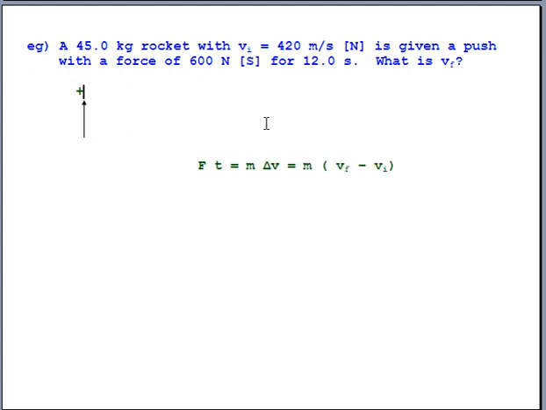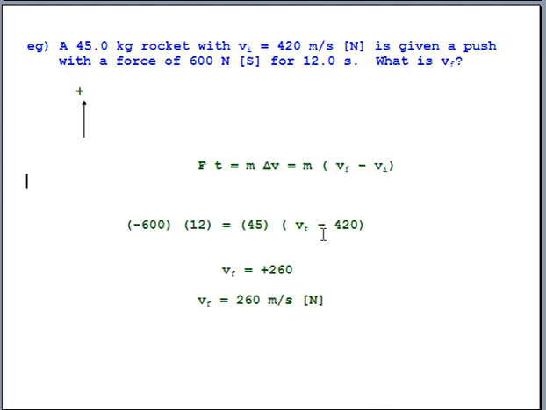In one line, I can get this done as long as I respect the fact that changes in velocity are finals minus initials. So I would have this. One line, no need to find the acceleration first and then do kinematics. I have my backwards force, time of 12, mass, changes in velocity when I go final minus initial. And the final velocity is still positive, so it's still going north, but not as fast.